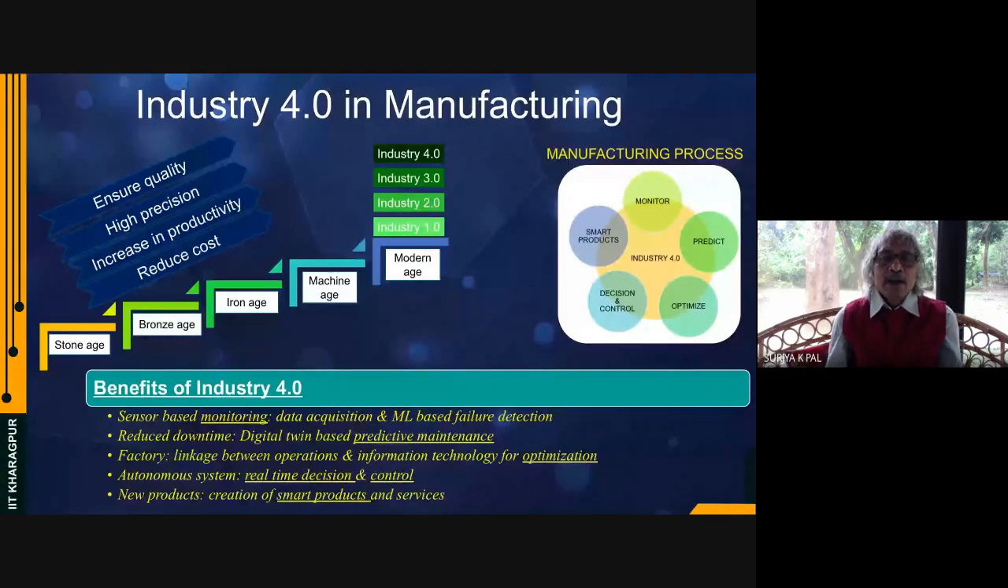So by implementing this Industry 4.0, you can monitor a process, you can predict a failure, you can optimize the process, you can have proper decision and control, and you can also think of smarter products or flexible products. Smarter or flexible products means that if the demand of the consumer changes, it's not a fixed demand. So how effectively can the product deliver that? And what would be your manufacturing system or scenario to produce that smart product by using these digital tools?